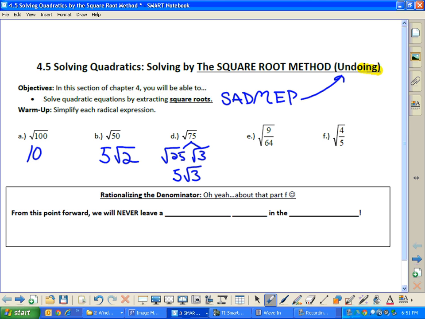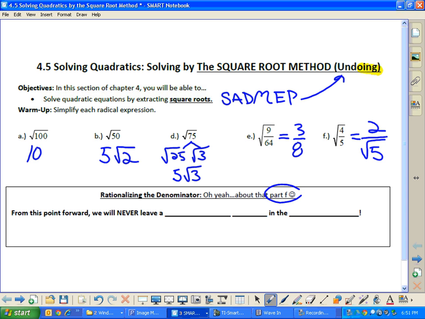For E, we have the square root of 9 over 64. Maddie, do you know how to do that? Yeah, you just square root the top and square root the bottom. However, we get a little bit of a problem that happens with regard to part F. Yeah. Okay, but here's an issue. We are never, ever, ever allowed to leave a square root in the bottom of a fraction. Ever. So I have to teach you this.